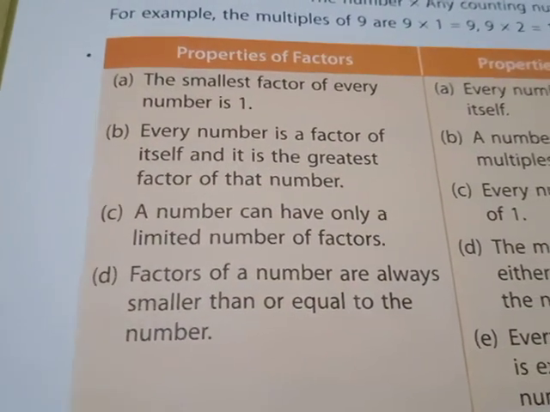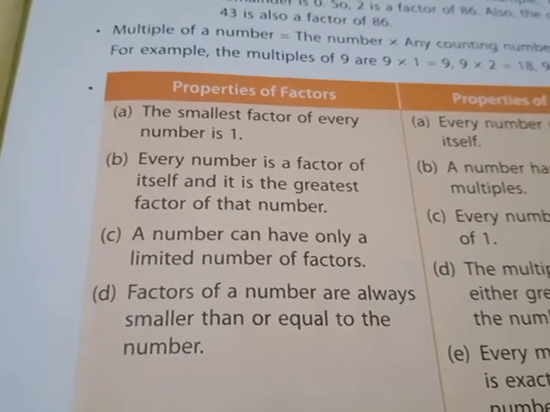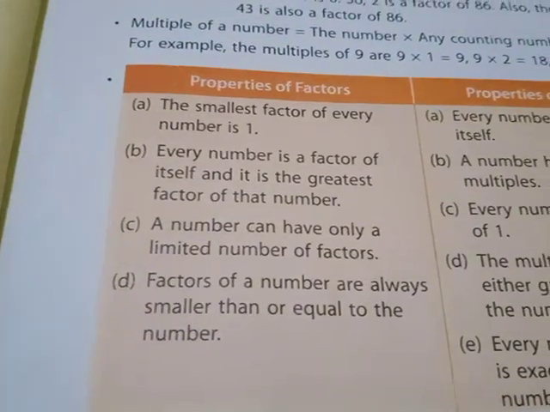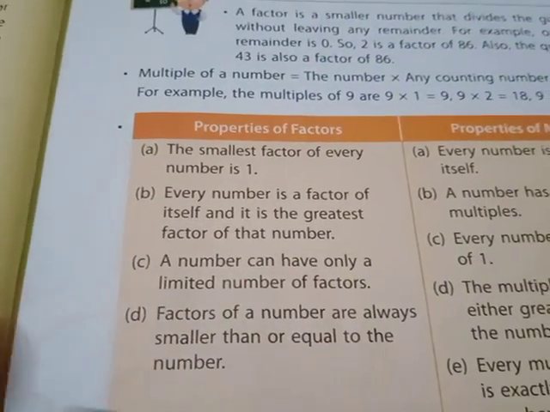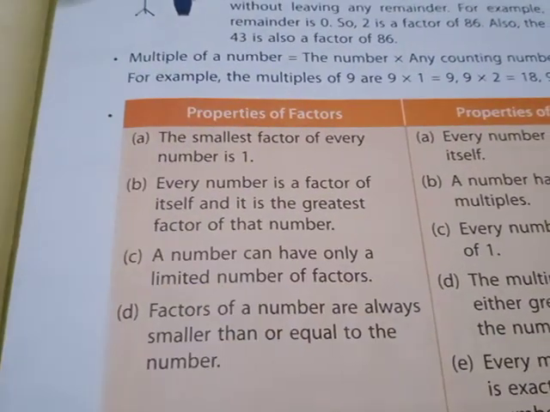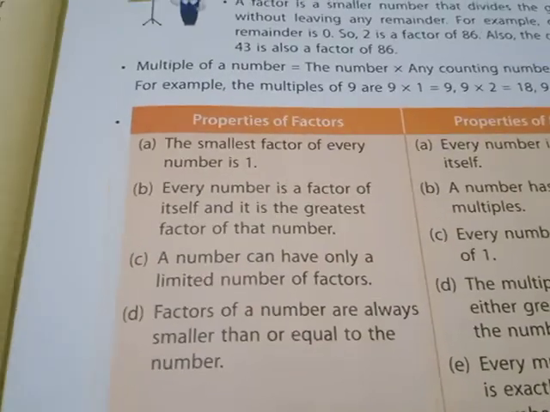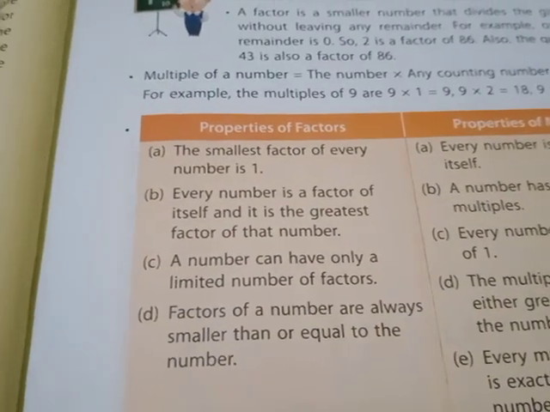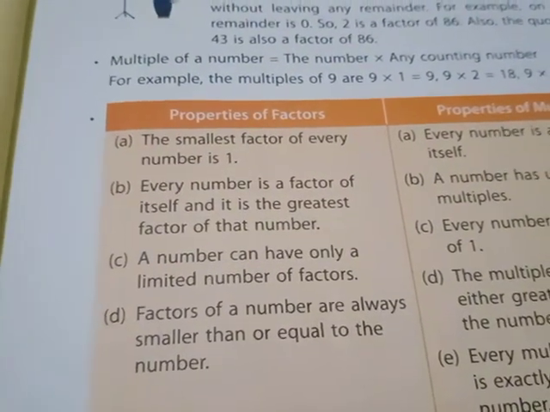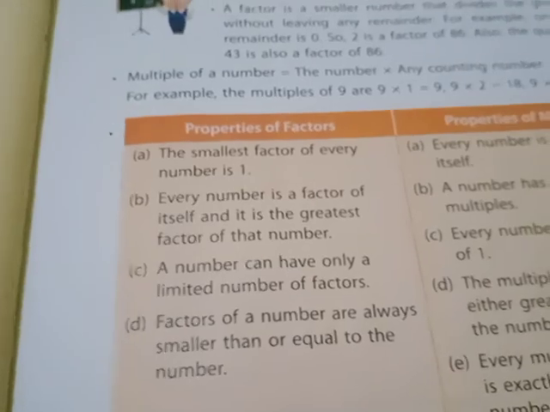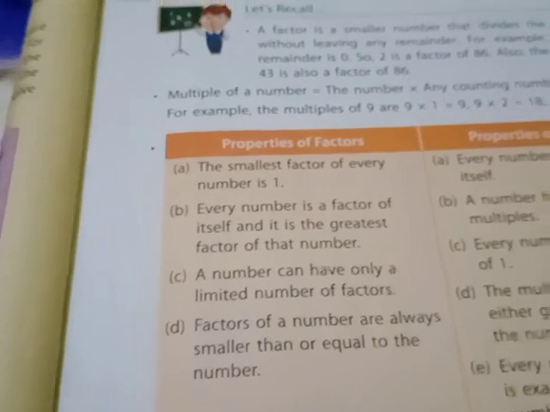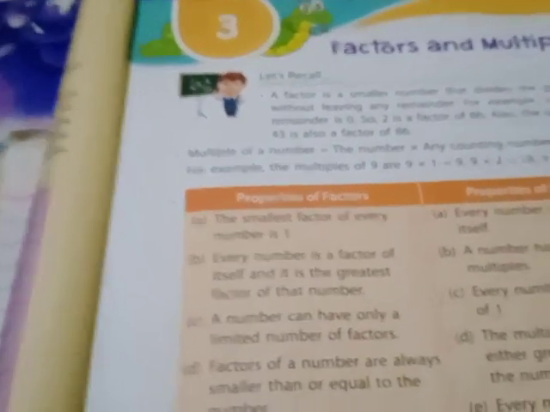What is the first factor of every number? 1. What is the second factor? That number itself. And what are the next 2 points? It is limited in number, means countable factors are there. We cannot say factors will go on and on. And the last point is factors will always be smaller or equal to the given number. Whatever number's factors are asked, the answers will be less than that. Never more than that.